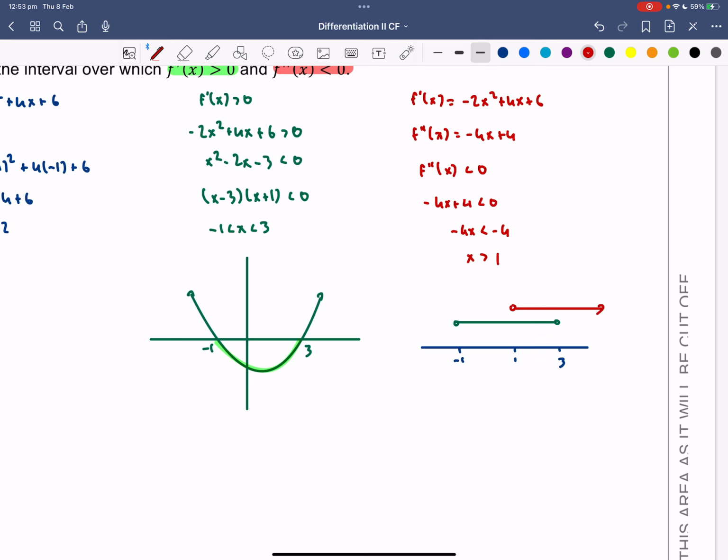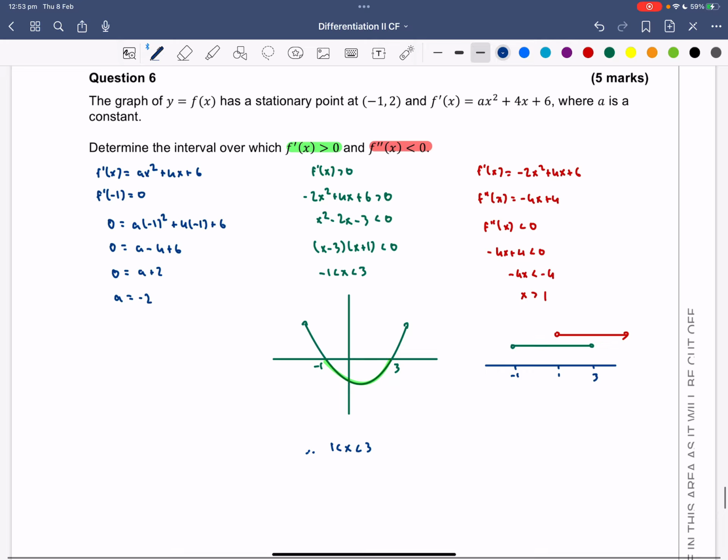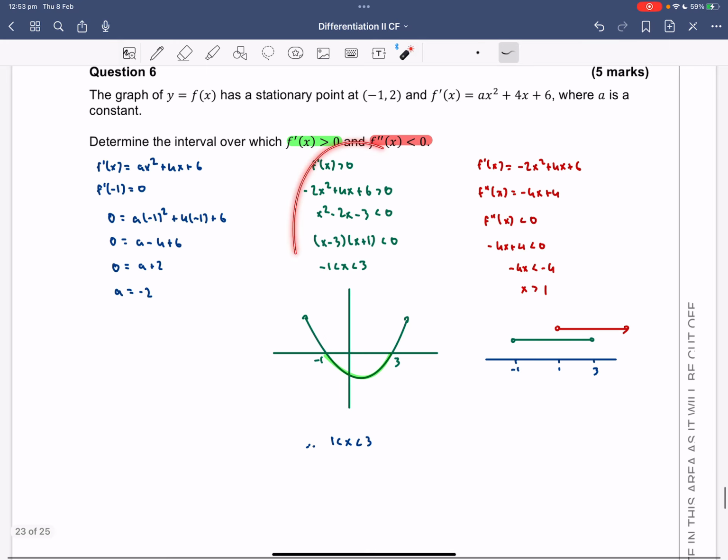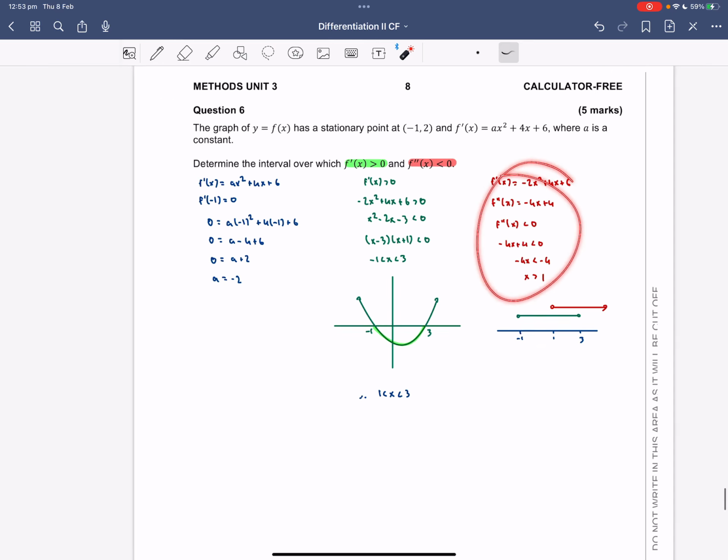All right, where do these two overlap? They overlap right here. That is where the overlap is. So therefore, the final answer is both criteria satisfied if it's somewhere between 1 hollow dot and 3 hollow dot. So the answer is between 1 and 3. Not bad for 5 marks. You had to remember your quadratic inequalities and linear inequalities from previous years.